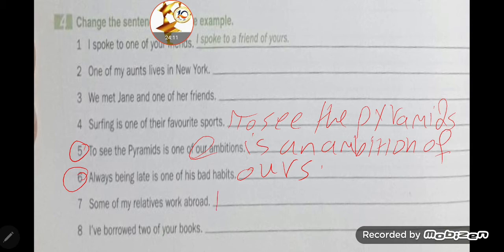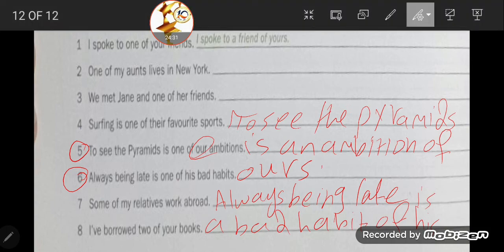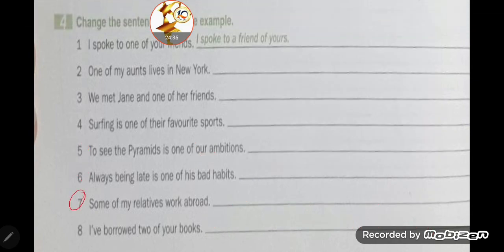إذا بحكي أنا هون always being late is a bad habit of his. طيب الآن ننتقل اللي وراها. 7. Some of my relatives work abroad. Some relatives of mine work.